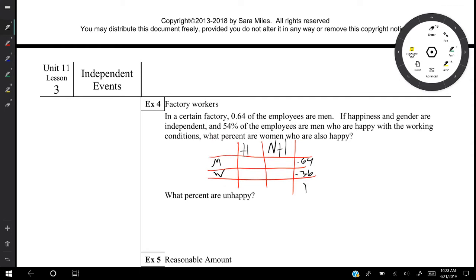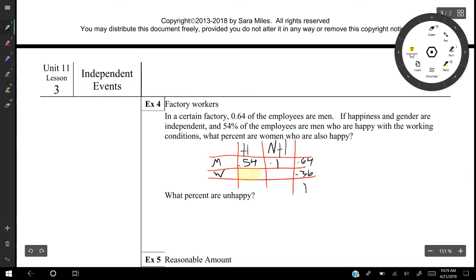If happiness and gender are independent, and if 54% of the employees are men who are happy. What is that saying? 54% are men who are happy. That's telling us the and. That's telling us men and happy. So 0.54, which means there are 0.1 men who are not happy. What percent are women who are also happy? So we want this one right here.